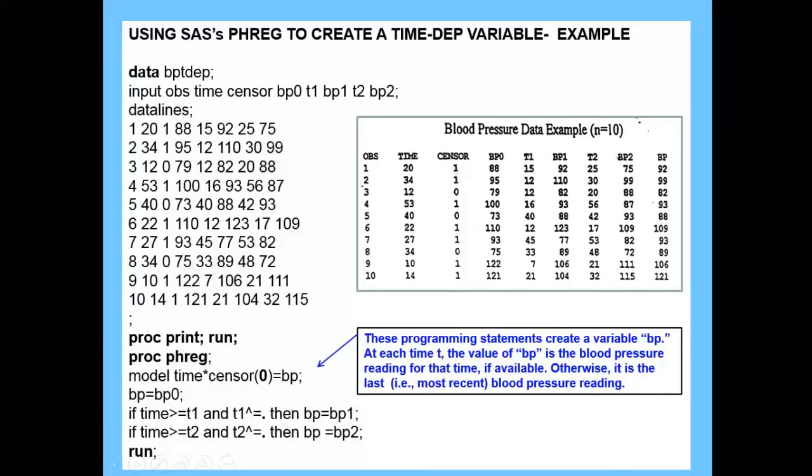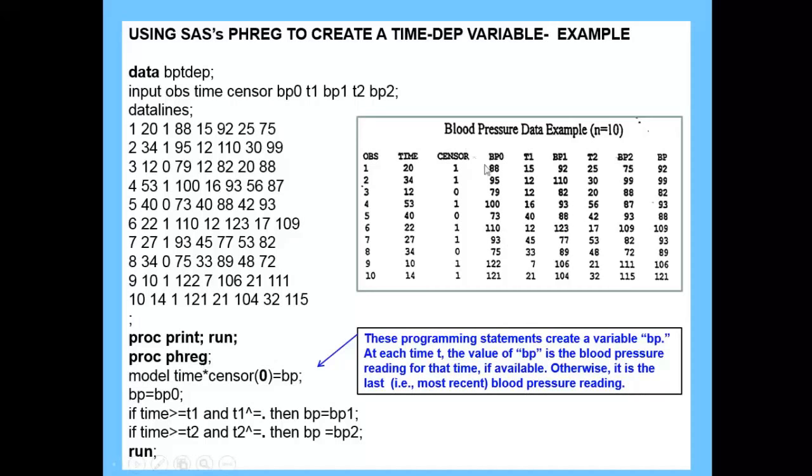So what does that mean? They failed, whatever the outcome is. If the outcome is death, they died, or they got whatever the illness was, or they went out of remission, or whatever it is. So the third person was censored, and the fourth person failed, and so on.